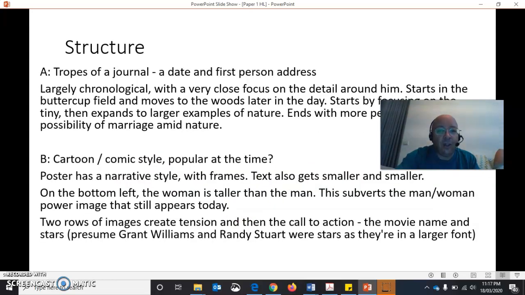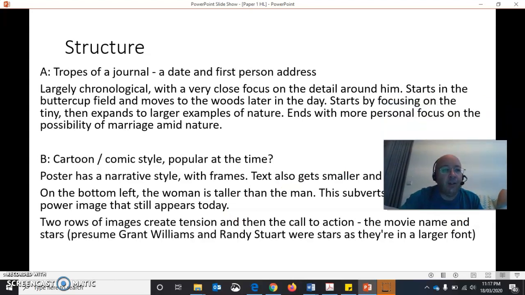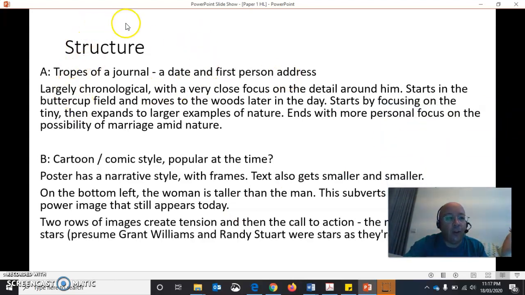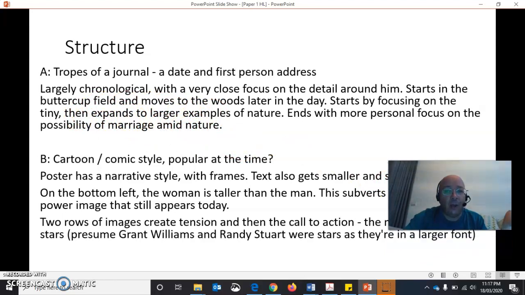The structure itself, you can finish with the structure for the Big Five. Two things you want to look at: the tropes of the text type, what's typical, and also the development of the text itself. It's a good thing to talk about. So here, the tropes of a journal: yes, it's got a date, it's got a first-person address, it follows most of the rules of a journal. In terms of how it develops, it's mostly chronological. It talks about a day going in through the woods and the forest, and it ends with a slightly more personal focus, religious connotations and the idea of marriage possibly, so it brings it back to the two characters in the journal.